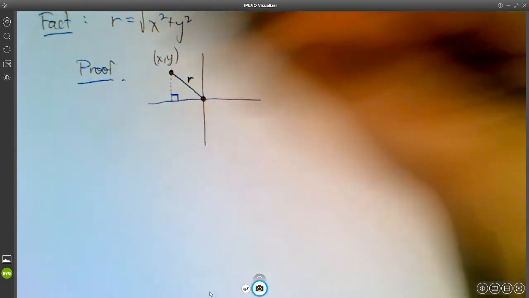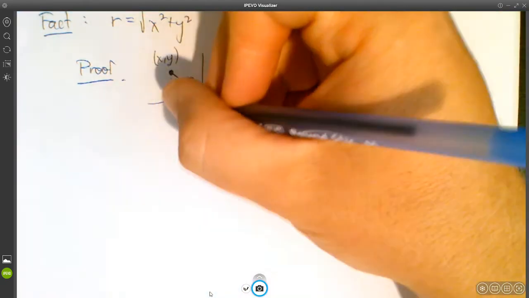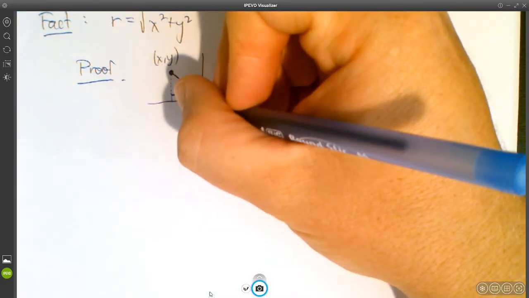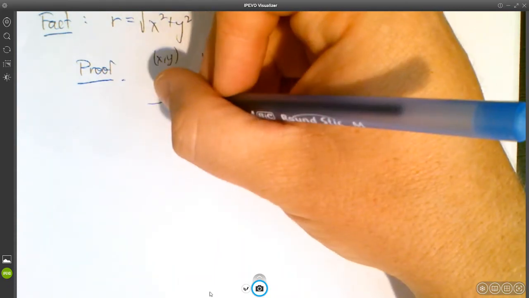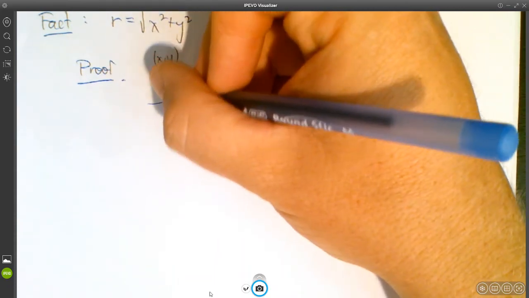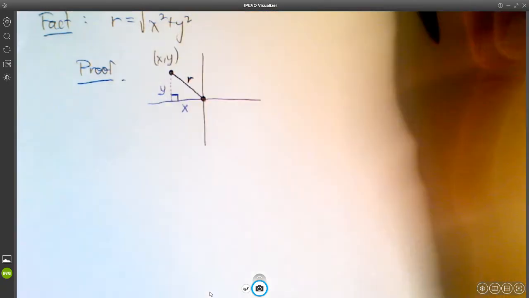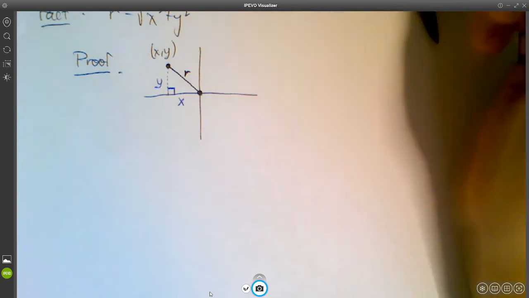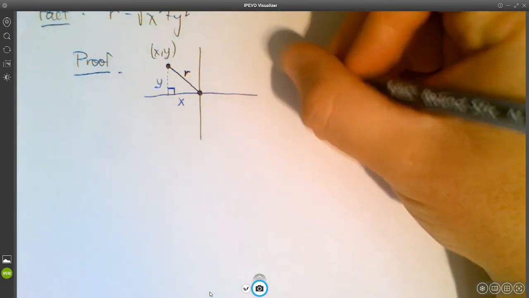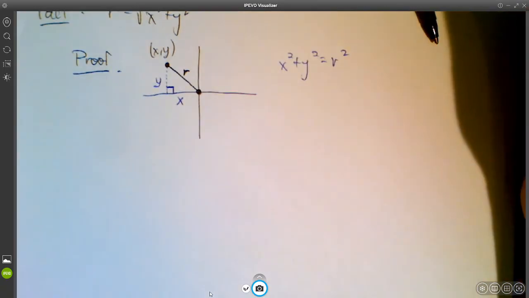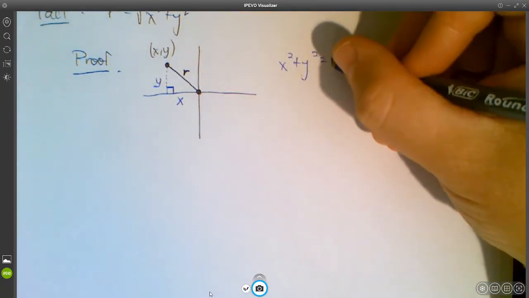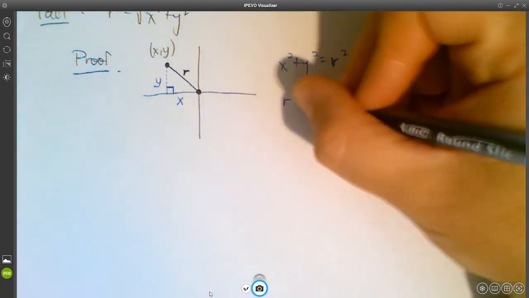Now, what are the lengths of this right triangle? Well, obviously this is length x. Since this is the point x, y, you have to go over x and then up y, right? So this is length x and this is length y. So you've got this right triangle with legs x and y. The Pythagorean theorem tells us that x squared plus y squared equals r squared. And so if you want to solve for r, you would take the square root of both sides.